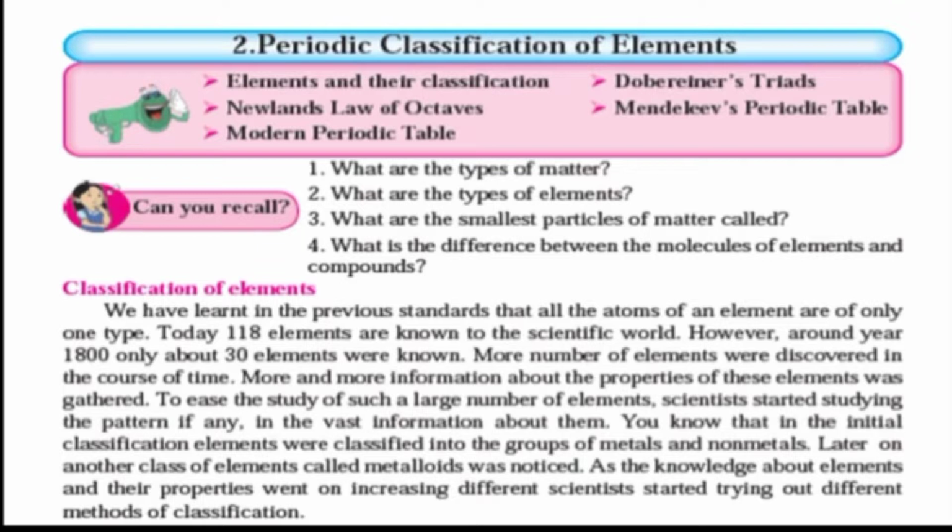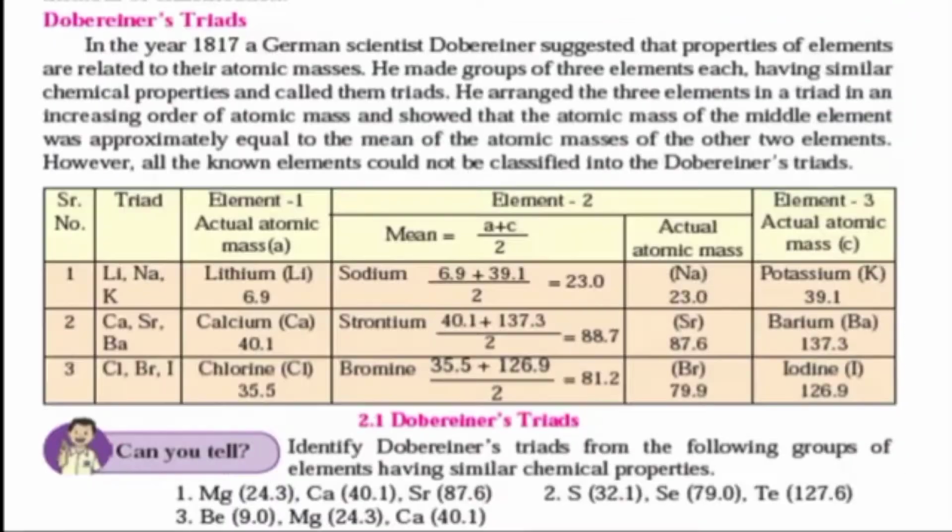Initially, elements were classified as metals and non-metals only. Then later on, metalloids were discovered. So scientists were looking for a classification that would help us get a better understanding of elements. In the year 1817, a German scientist, Dobereiner, suggested a method. He suggested that the properties of the elements are related to their atomic mass.